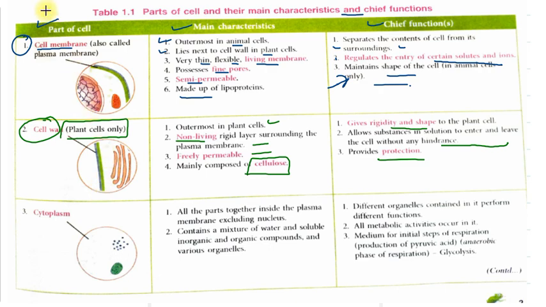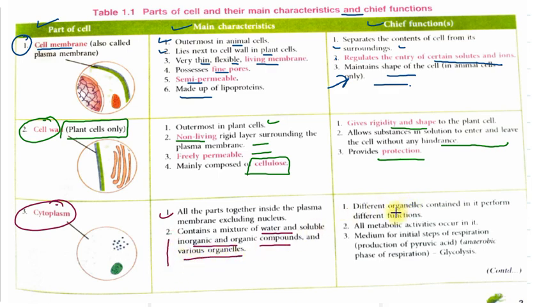So next, students, is cytoplasm. So this is cytoplasm. Its main characteristic is that all the parts together inside the plasma membrane, excluding the nucleus, are called cytoplasm. It contains a mixture of water and soluble inorganic and organic compounds and various organelles.